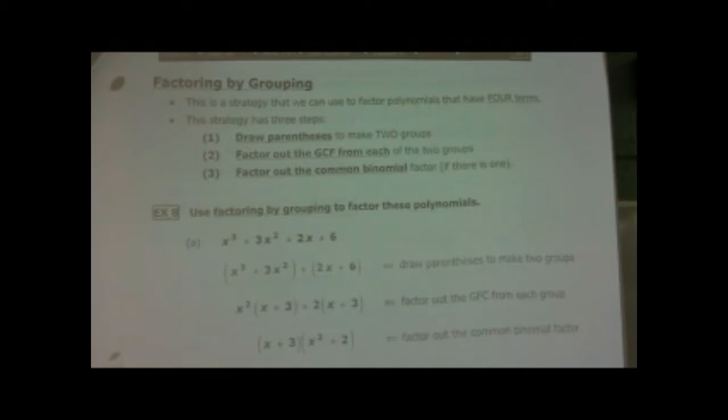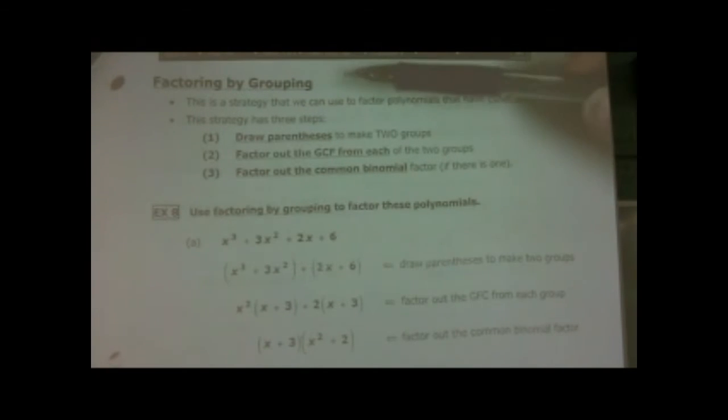So the topic for today is factoring by grouping. As you'll see here under the title, factoring by grouping, this is a strategy that we can use to factor polynomials that have 4 terms. It doesn't work on odd numbers of terms, okay? This only works on even numbers of terms. So, 4 terms, it works. It doesn't always work, but I'm not going to give you ones that don't work right now.